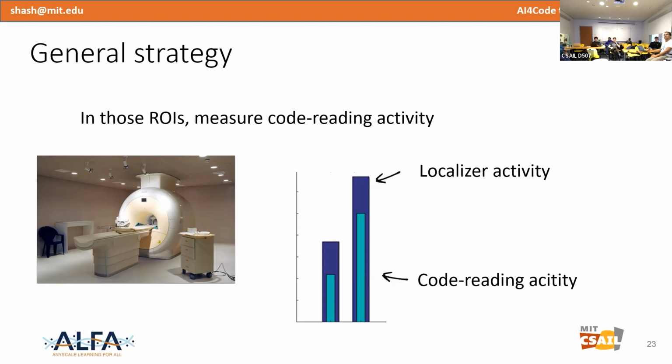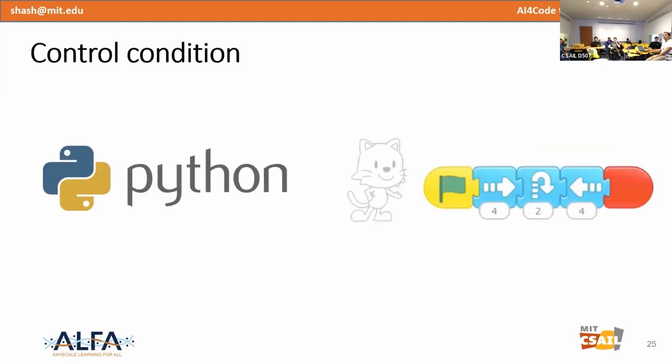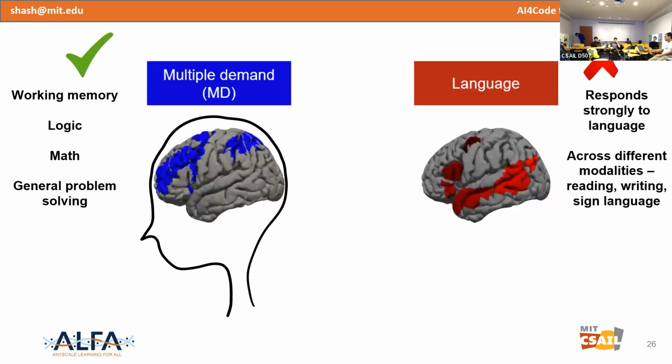All right, so this is the general strategy to carry out fMRI experiments. And these are the two systems that we ended up studying. And these are the two languages that we ended up studying. The reason we include Scratch or Scratch Junior is because, unlike Python, it has no English in it. There are absolutely no words in it. So it becomes a natural control to subtract the effect of words in how these brain systems are getting activated. And what we found was the language system is not consistently activated. That was a big result.